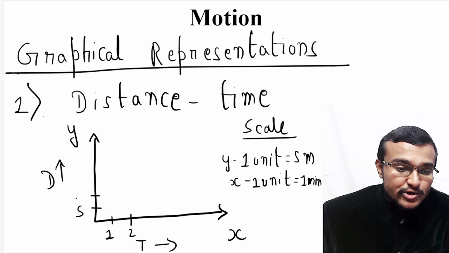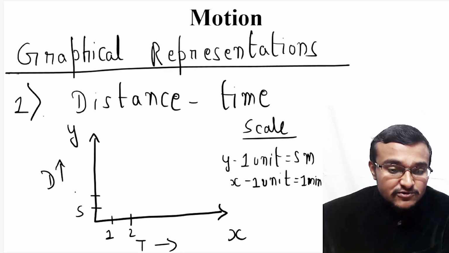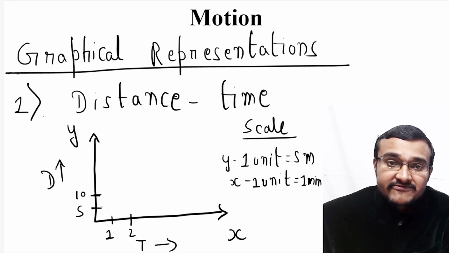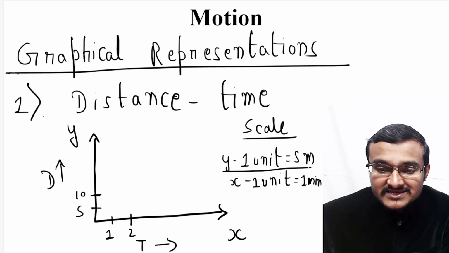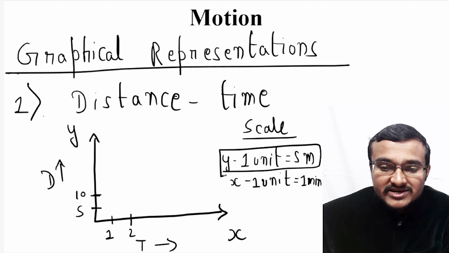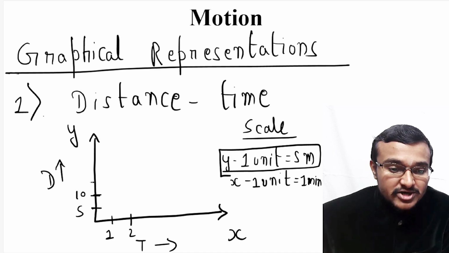Here also on the y-axis, if I take the first unit as 5, then I have to take the second unit as 10, because the difference between 10 and 5 is 5. So the scale of 1 unit equal to 5 meter remains as it is. Again I add 5 for the third unit, so that will be 15 meter. Next it will be 20 meter, and it goes on like that. I'll take up to 25 meter.